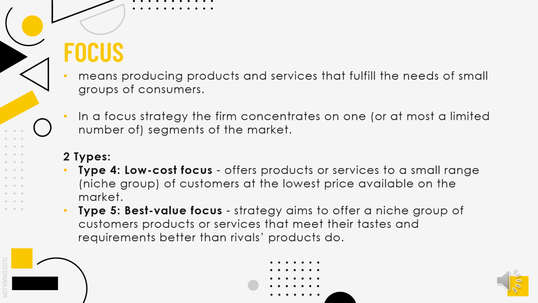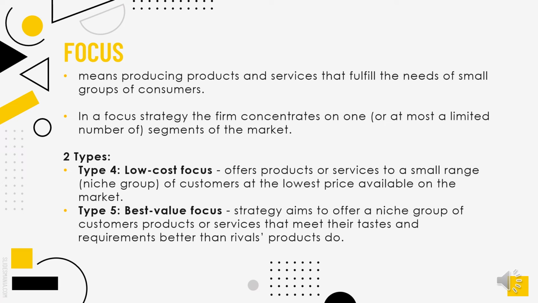Okay, so there are two alternative types of focus strategies, which are Type 4 and Type 5. Type 4 is a low-cost focus strategy that offers products or services to a small range or niche group of customers at the lowest price available on the market. Examples of firms that use the Type 4 strategy include Jiffy Lube International and Pizza Hut, as well as local used car dealers and hot dog restaurants.